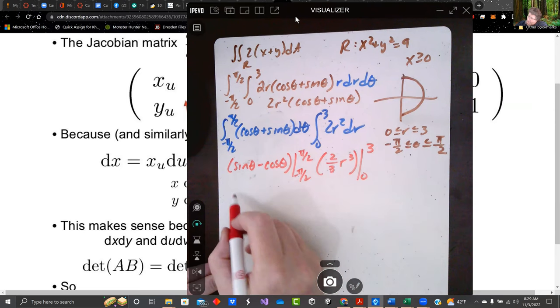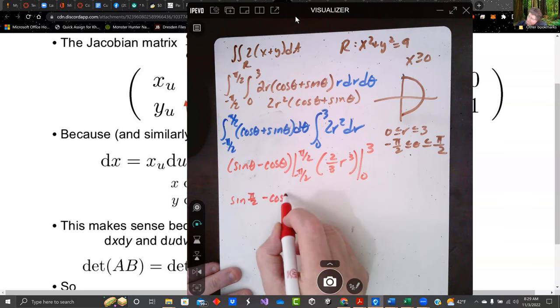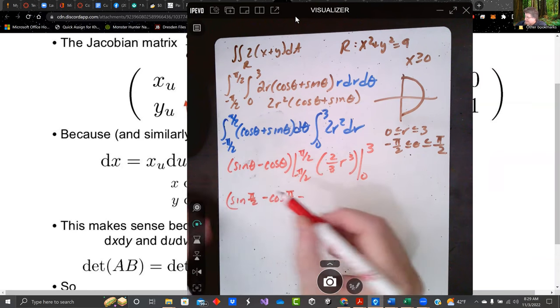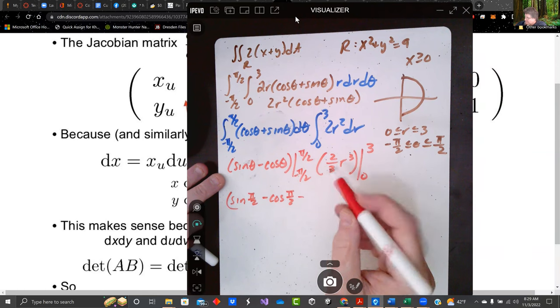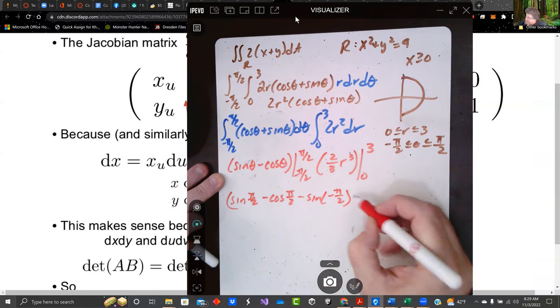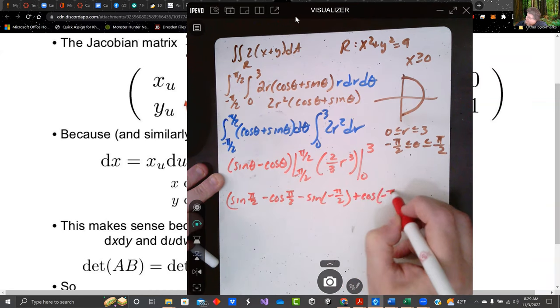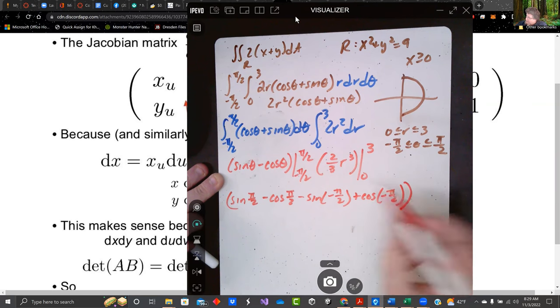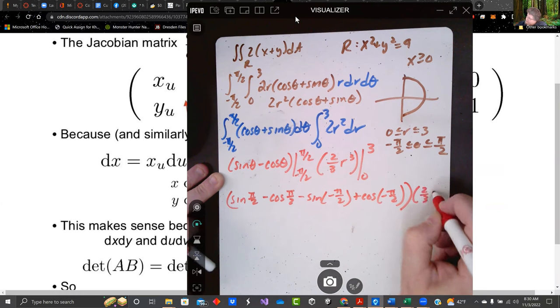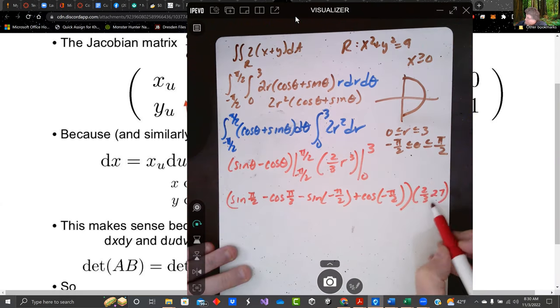So what do we get? Sine of pi over 2 minus cosine of pi over 2. And then we've got minus sine of negative pi over 2, and a minus minus would be plus cosine of negative pi over 2. And here we got 2/3 times 27. That's 3 times 9, so the 3s will cancel. This just breaks down to 18. Don't need a calculator.